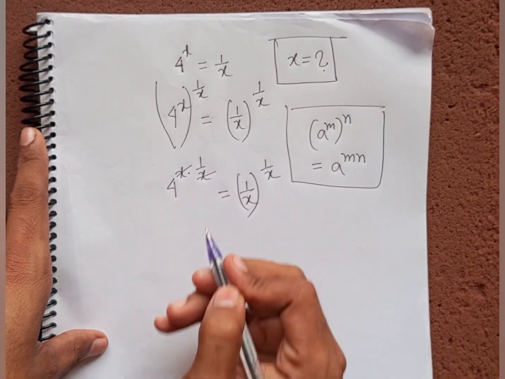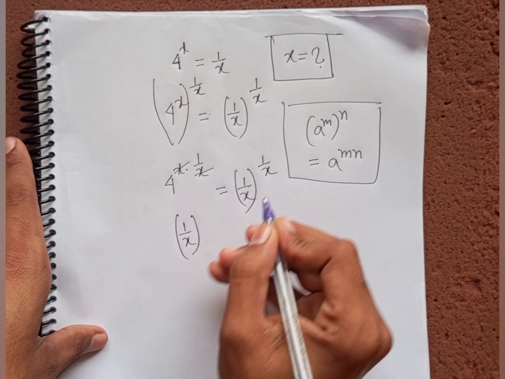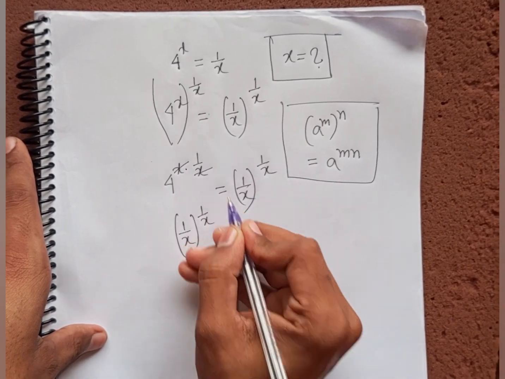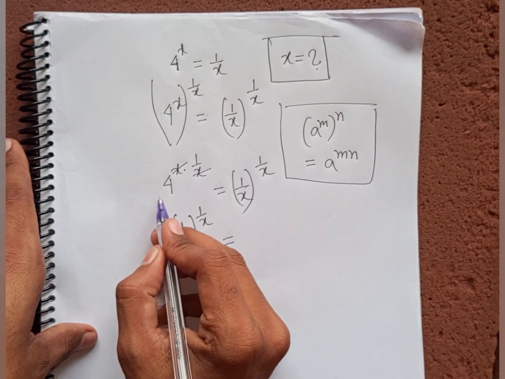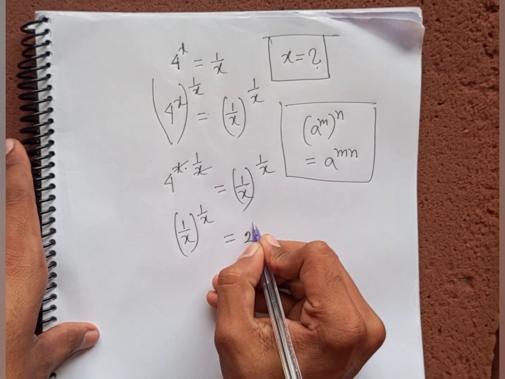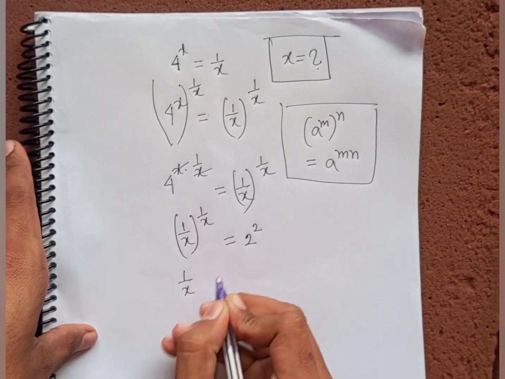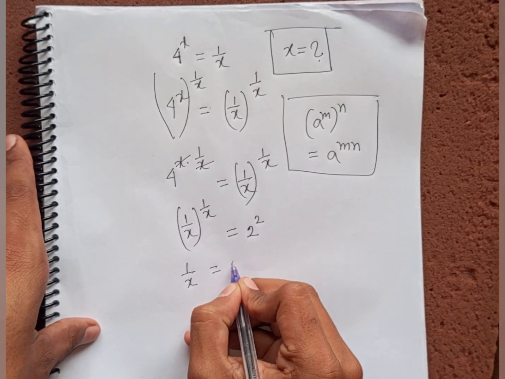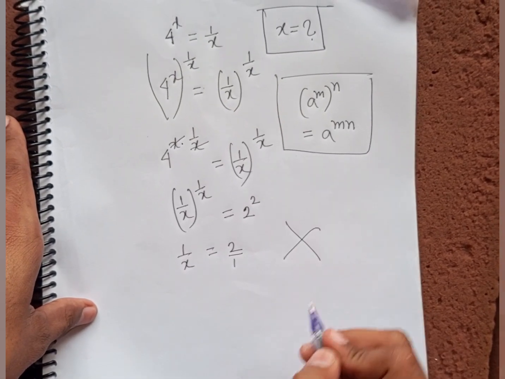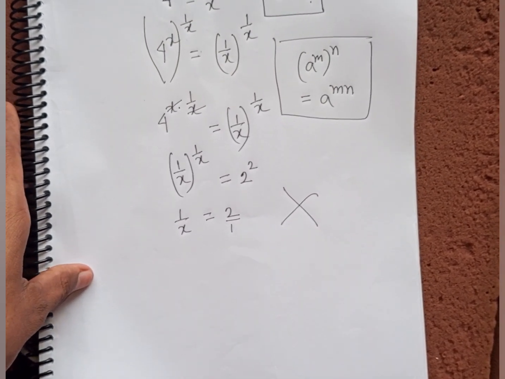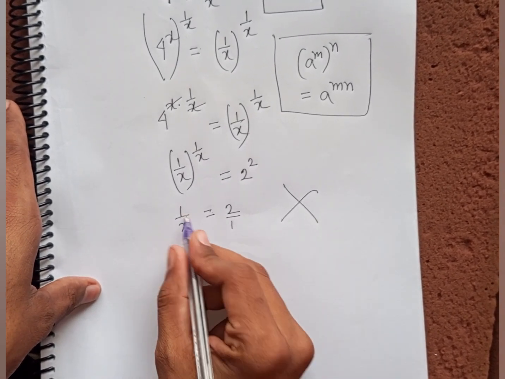Now this x will be cancelled. So we have 1 by x bracket power of 1 by x is equal to 4 power 1, which is the same as 4. So 4 can be written as 2 power 2. Now I can write here 1 by x will be equal to 2. 2 is the same as 2 by 1. Now here you can apply cross multiplication. So x times 2, that means 2x, will be equal to 1 times 1, that means 1.